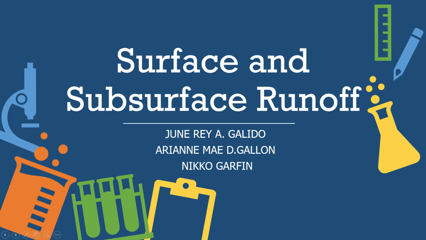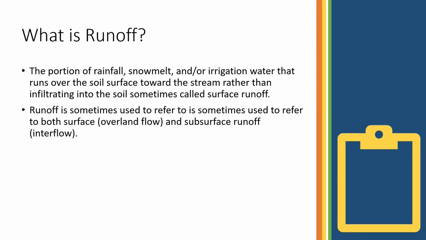Surface and subsurface runoff. What is runoff? The portion of rainfall, snowmelt, and/or irrigation water that runs over the soil surface toward the stream rather than infiltrating into the soil, sometimes called surface runoff. Runoff is sometimes used to refer to both surface overland flow and subsurface runoff, or interflow.